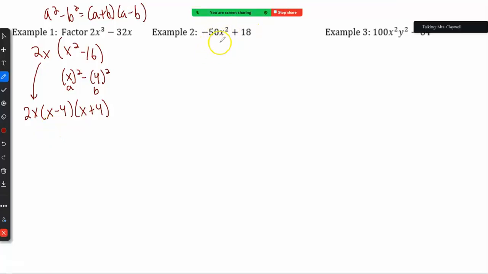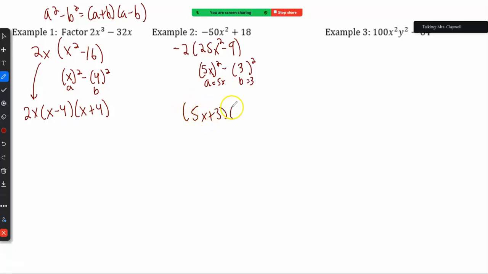So look at example 2. I pull out my GCF. I'm going to pull out a 2. They don't have an x in common, so I can just pull out a negative 2. I'm thinking, can I write this as something squared minus something squared? That's a 3 and a 5x. So my a is a 5x, and my b is a 3. And then I'm going to use this equation, a plus b, a minus b, and I need to write my GCF that I had on the outside.